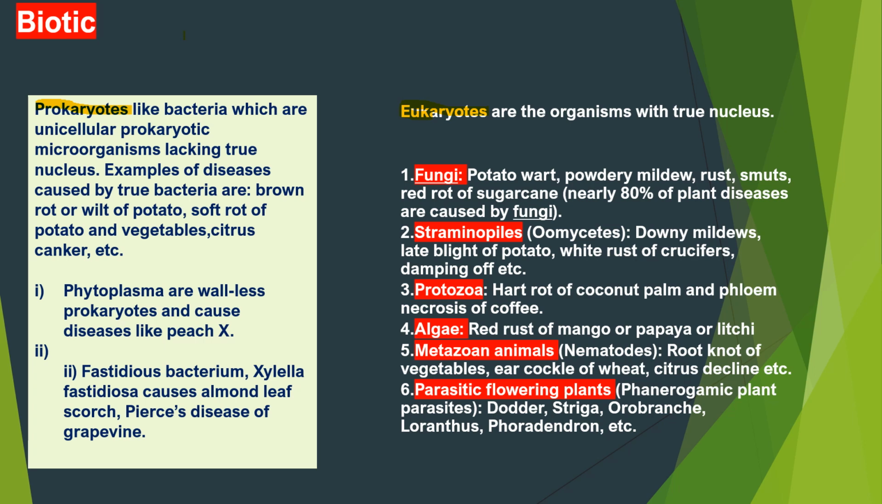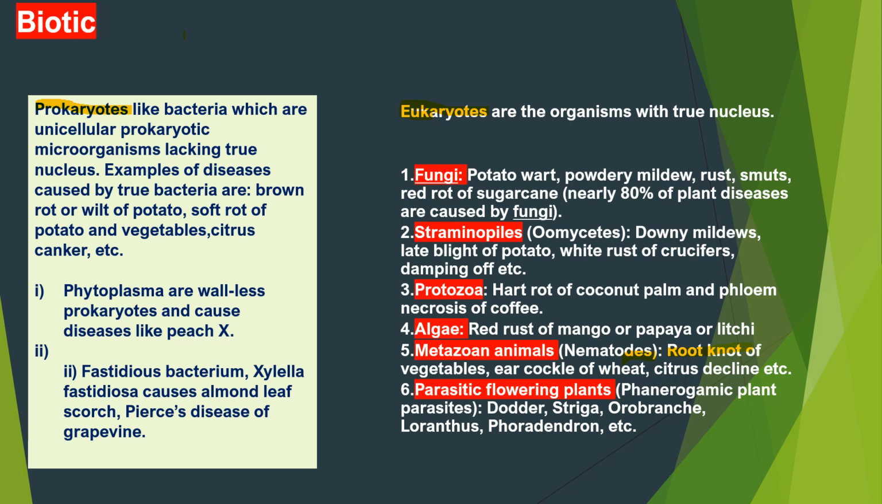Then algae: red rust of mango, papaya or lychee is caused by algae. Now metazoan animals, which metazoan animals? Nematodes. Nematodes are also pathogenic to plants, and they mostly cause root knot, mostly in tomatoes and brinjals. Then ear cockle of wheat and citrus decline. All of these diseases are caused by nematodes. We are going to discuss all these pathogens one by one in the coming lectures. Today we are just trying to become familiar with different kinds of pathogens.